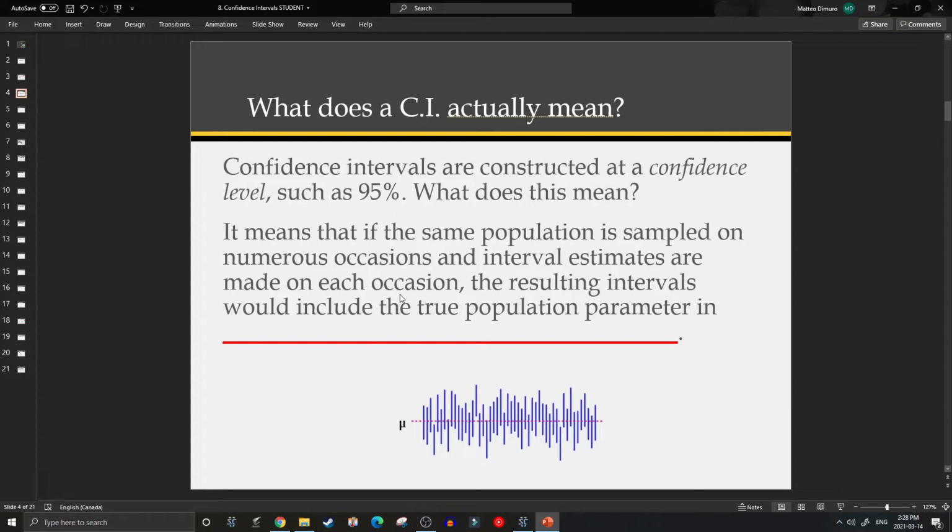What does a confidence interval actually mean? Great question. Well, confidence intervals are constructed at what we call a confidence level, such as 95%. So what does it mean? It means that if the same population is sampled on numerous occasions and interval estimates are made on each occasion, the resulting intervals would include the true population parameter in 95% of the cases.